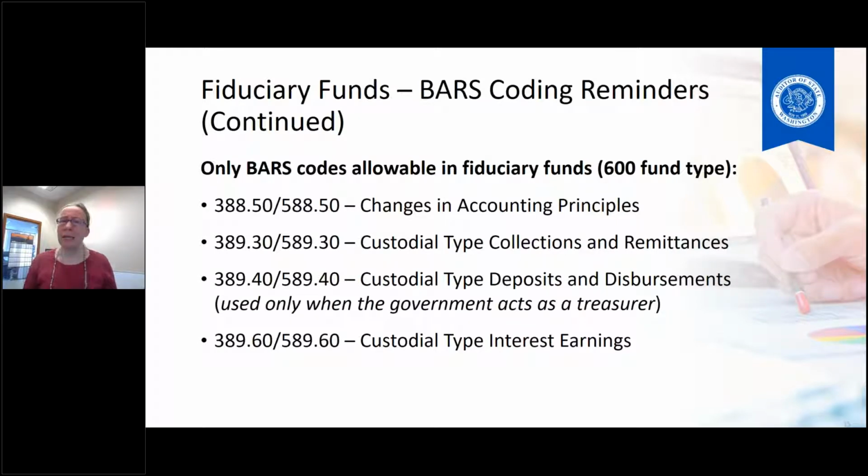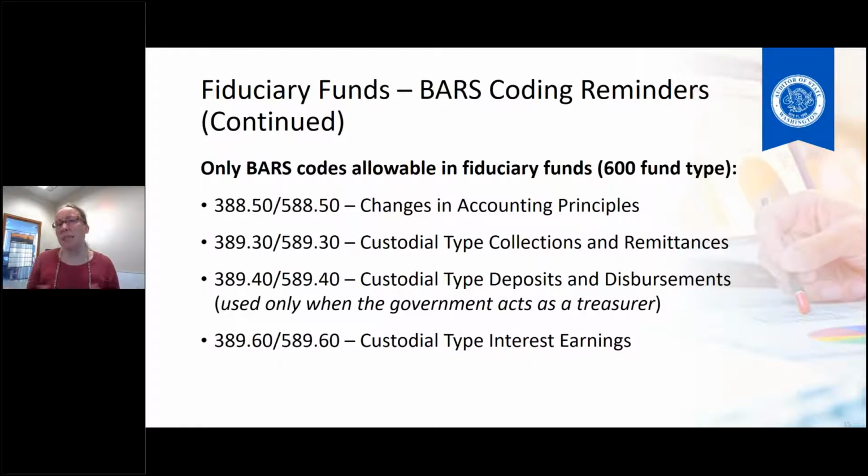We have 38930 and 58930, which is our custodial type collections and remittances. This is just when you are collecting to send off to another government or entity.